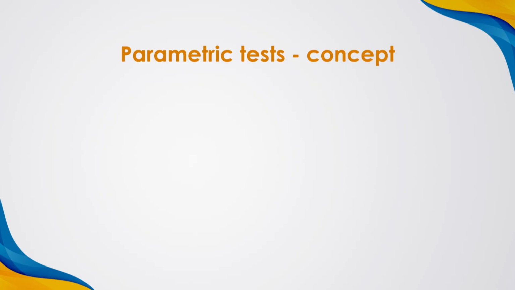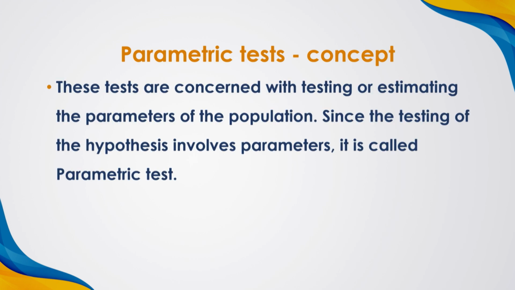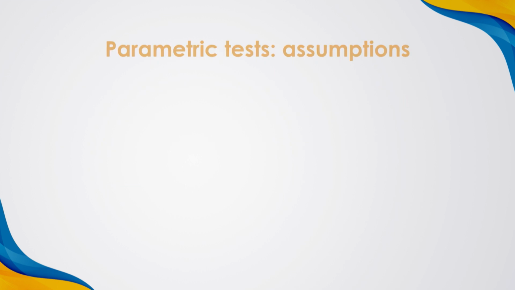Let us start. We begin with the first part of the lesson, in which you will learn the overview of decision making based on research hypothesis by parametric and non-parametric methods. Parametric tests concept. These tests are concerned with testing or estimating the parameters of the population. Since the testing of the hypothesis involves a parameter, it is called a parametric test.